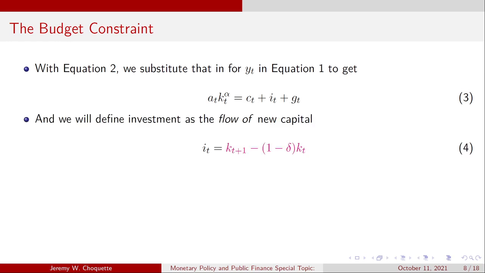Now, investment, right? Well, investment's the flow of new capital. So equation 4 is what's known as the law of motion of capital. It's K sub T plus 1, new capital. We buy new capital today to be used tomorrow, right? But it's less depreciation on the existing physical capital that we have. So if I take that, I equals K sub T plus 1 minus (1 minus delta) times K sub T. And that delta is the rate of depreciation on physical capital.